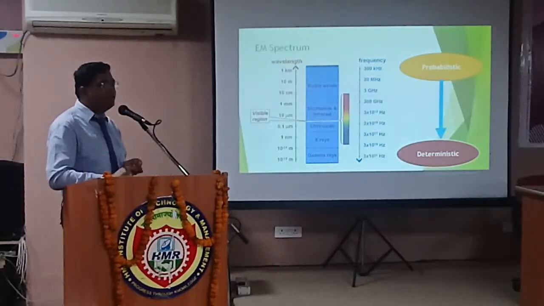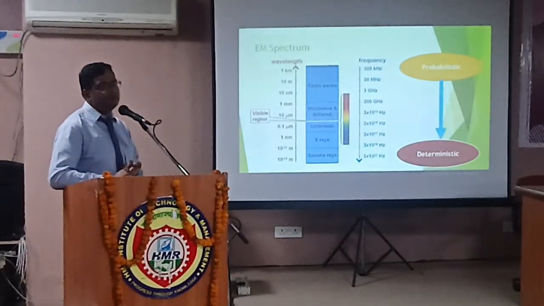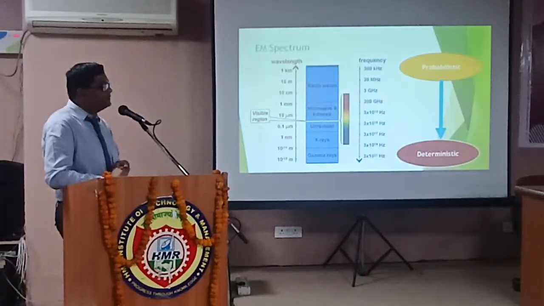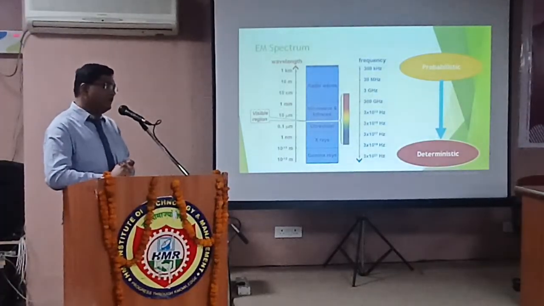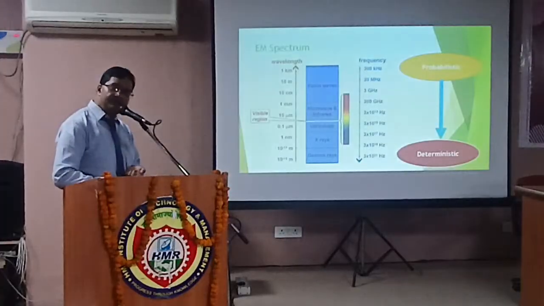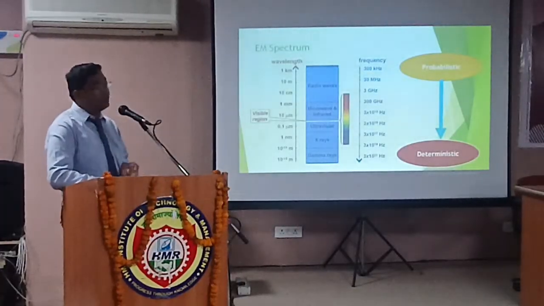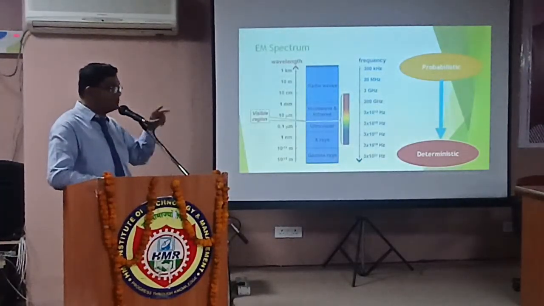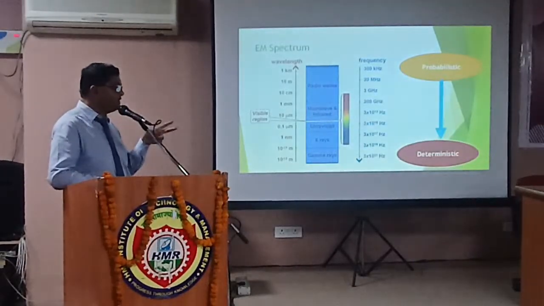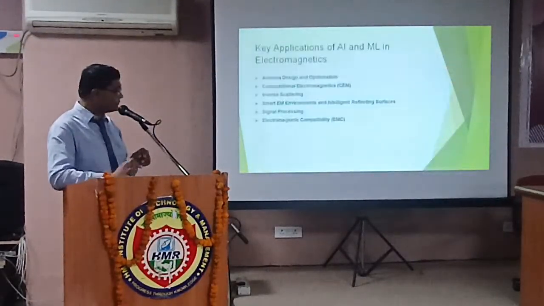So let me take the help of this artificial intelligence and machine learning so that AI and ML at the same time can speed up the optimization and also take care of accuracy. Two things which can go simultaneously and hand in hand.